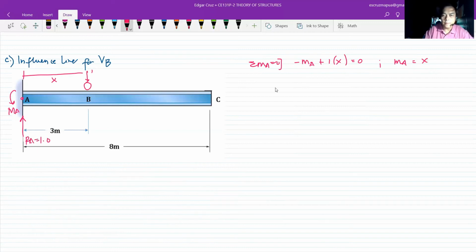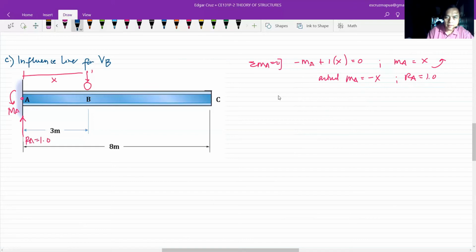No? So MA is equal to X. And yung moment at A is counterclockwise. So that means yung actual MA is, diba, counterclockwise. So it makes the beam sad face, kaya negative X. Okay? So negative X. Tapos yung RA natin is parati siyang 1. Okay. Now, so let's try. Una natin, at x equals 0, hanapin natin yung shear sa B.